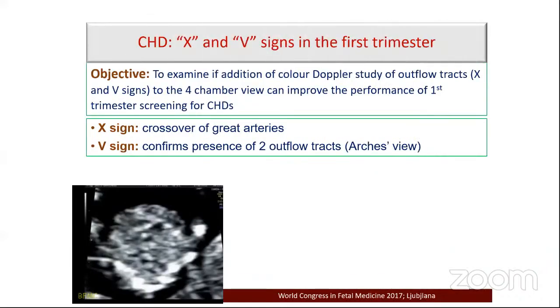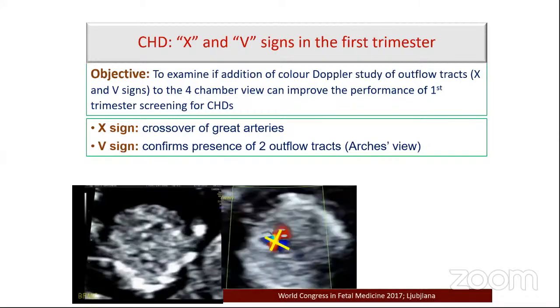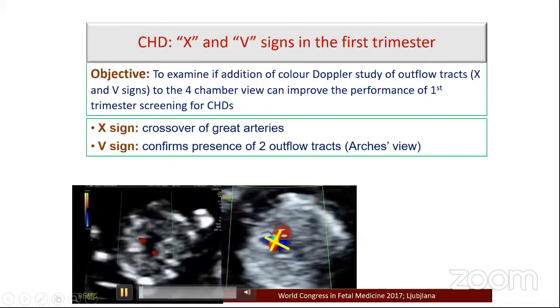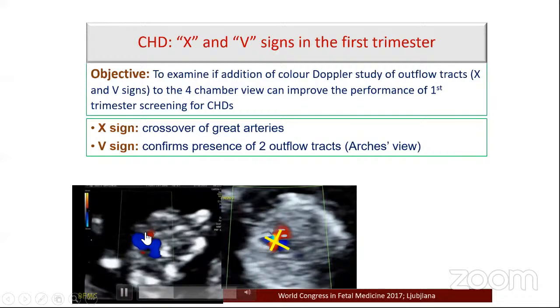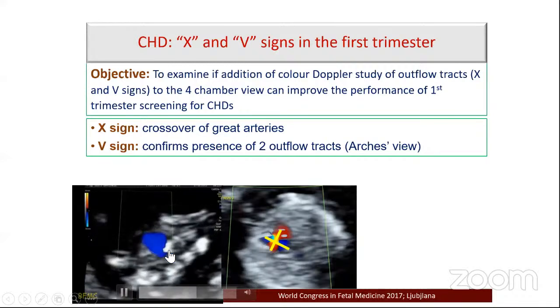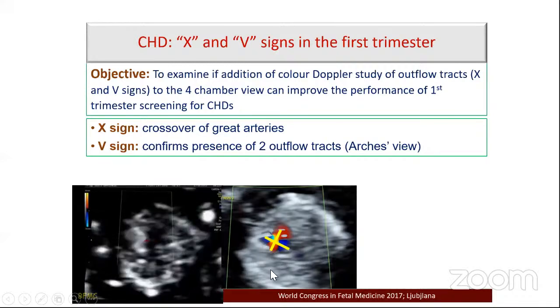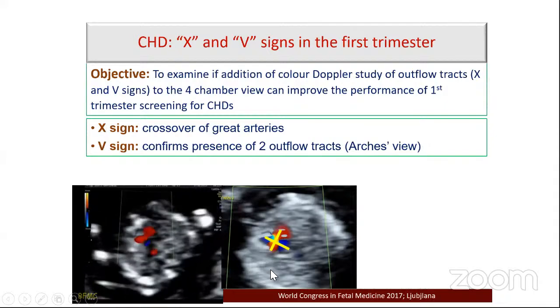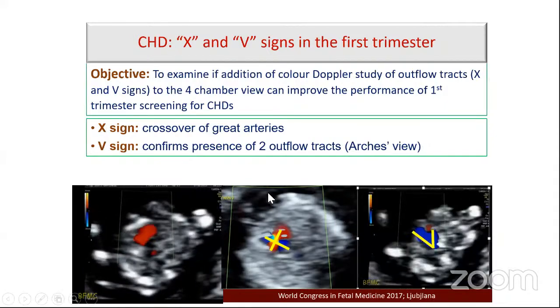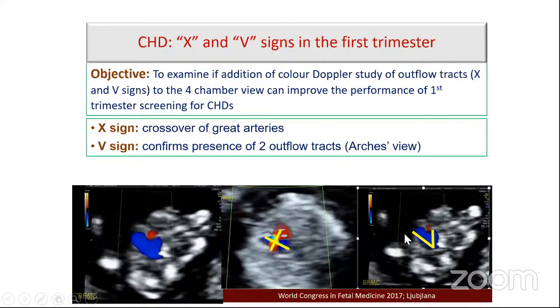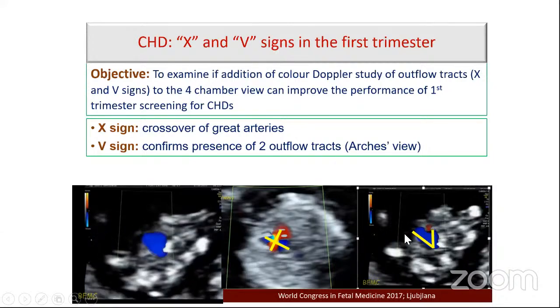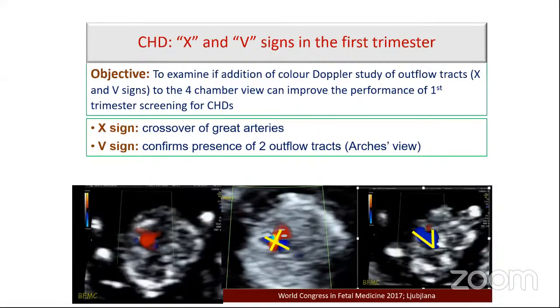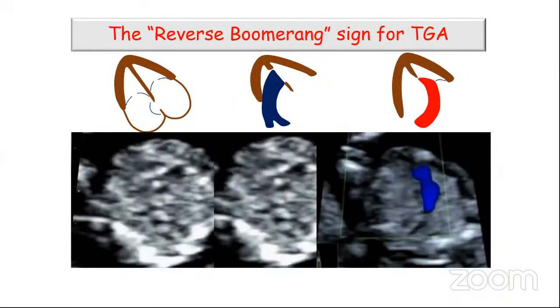Now, in a study conducted at our center, Bangalore Fetal Medicine Centre, we found that there are X and V signs in the first trimester to diagnose abnormalities in the heart. So here we see a normal clip of color Doppler showing the fetal 4 chambers of the fetal heart as well as the 3 vessels. So this X is a normal sign of crossover of the great arteries. V confirms the presence of the outflow. So this is the 3-vessel Archer's view. So we should normally see these views. If we do not see this, then we can suspect major heart abnormalities.